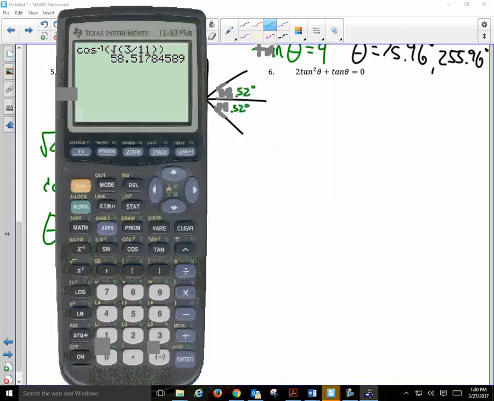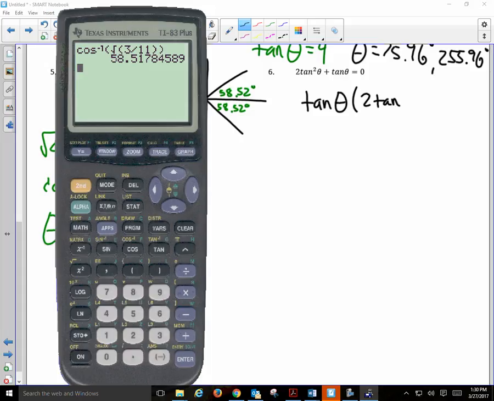Uh-oh. What do we do for number 6? I got 2 tangents going on here. Factor out a tangent. Very good. Sweet. So I'm going to use the zero product property, which says I can factor it out and then set each equation equal to 0. So tangent of theta is equal to 0. And 2 tangent of theta plus 1 is equal to 0.